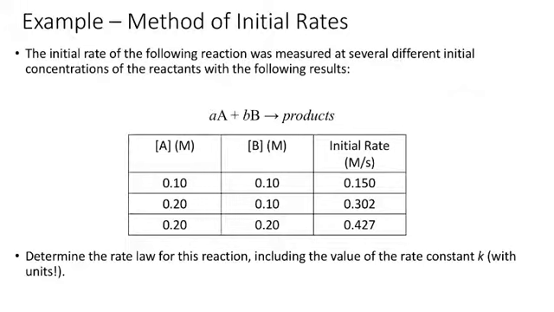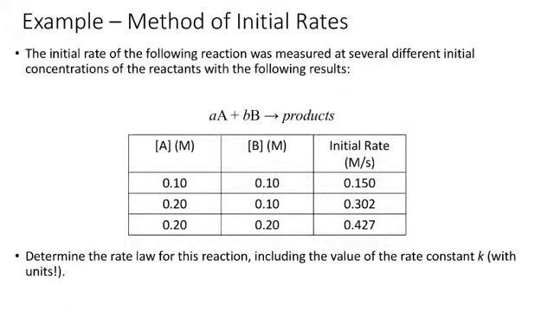So let's look at a problem. Here, we have A plus B going to products, and we have run 3 individual trials of this reaction. In trial 1, both A and B were 0.1 molar. In trial 2, A was 0.2 molar and B was 0.1 molar. And in trial 3, both A and B were 0.2 molar. You can see the measured initial rate of reaction for each of the 3 trials in the table. And you'll note that the rate of reaction steadily increases as we go from trial 1 to trial 3.